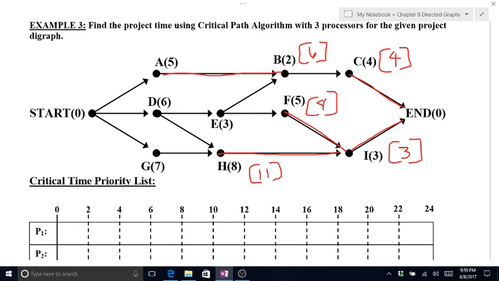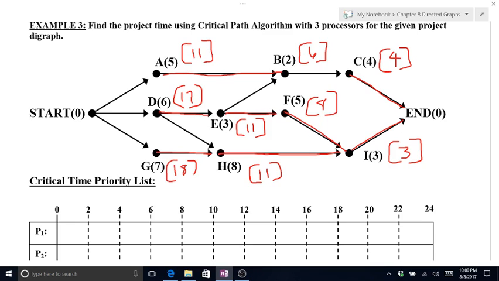B goes backwards into A. That gives A a critical time of 11. There's 2 that go backwards into E. My biggest one is 8 though, so 8 and 3 give me 11. There's 2 that go backwards into D. Both of them are 11, so it doesn't matter which one. So that makes D 17. And H is the only one that goes backwards into G, so that gives G 18.